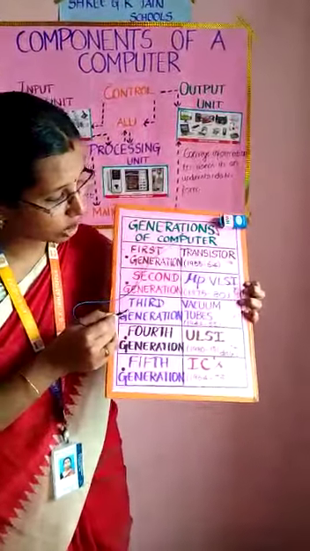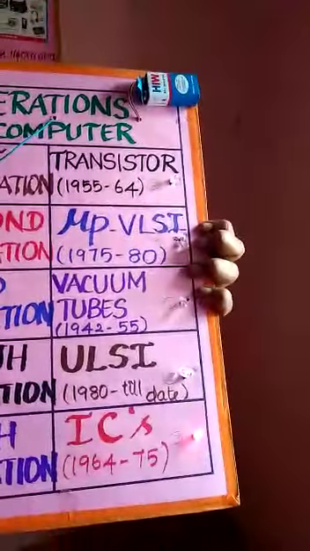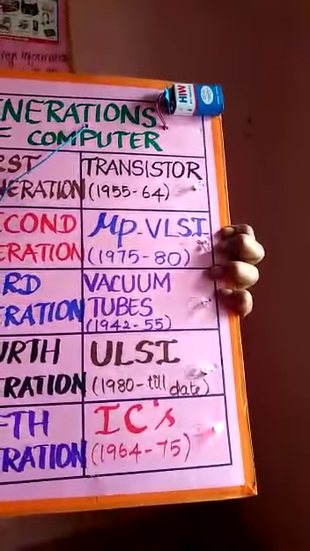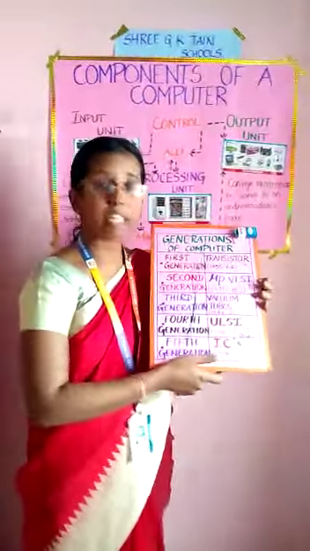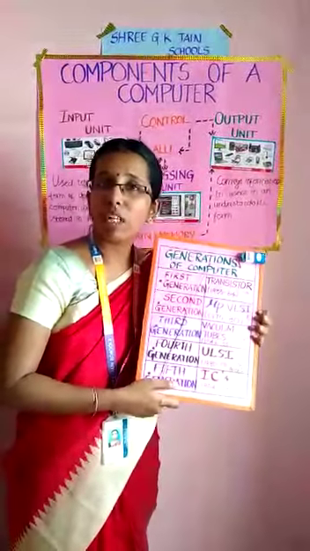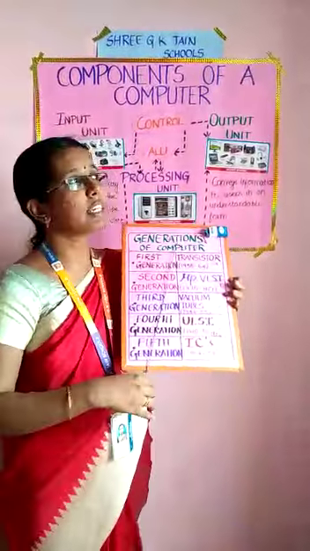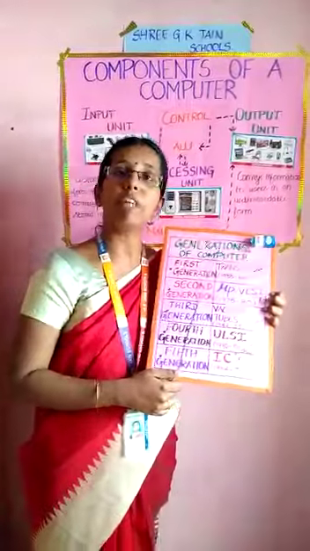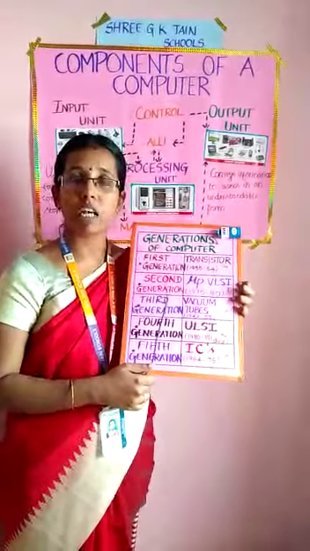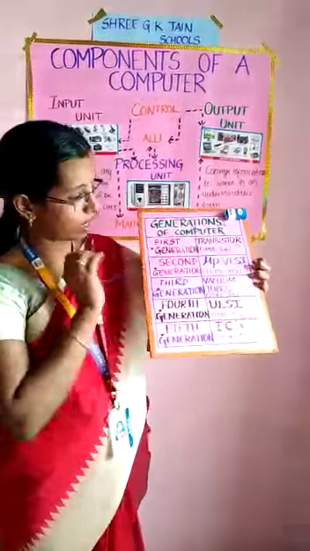And the third generation is ICs, integrated circuits, 1964 to 75. After development of integrated circuits, our computers have become smaller, faster and more reliable. And here we can use high level languages. For example, we can use C, C++, COBOL, Fortran in this generation.